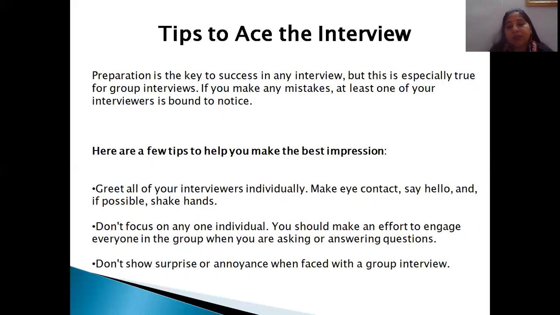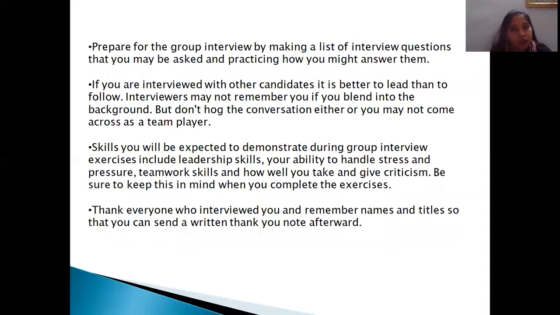Don't show surprise or annoyance once you're facing a group interview. It happens that generally we are not in the habit of facing a group interview, so it might come on your face. We should be very smart and be able to hide such expressions, such surprises, and we should be ready mentally that any kind of interview can be held and I need to be very positive and confident while giving my interview.